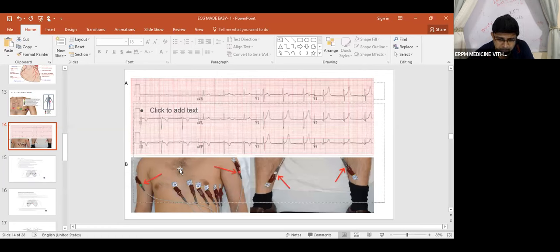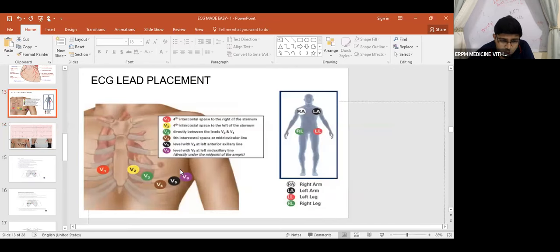Listen to me. If you look at the normal ECG, there are 12 leads. These V1, V2, V3, V4, V5, V6 are the 12 leads' first group. Out of the 12 leads, V1 to V6 are the 6 chest leads. Don't write, just listen. These are the 6 chest leads. Understood? Look here, guys.